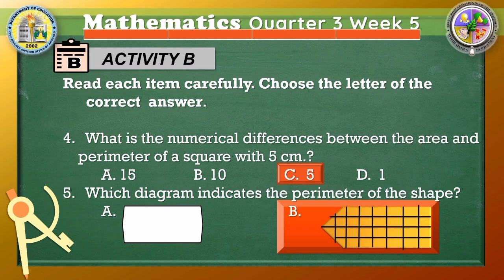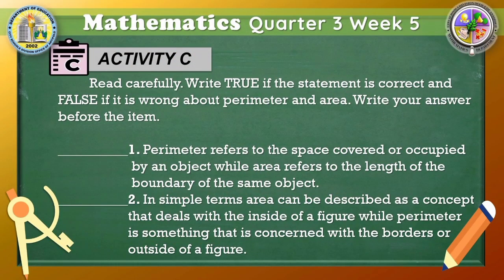Let's have another activity. This time, you are going to tell if it's true or false. Activity C. Read carefully. Write true if the statement is correct and false if it is wrong about perimeter and area. Write your answer before the item. Are you ready? Number 1. Perimeter refers to the space covered or occupied by an object, while area refers to the length of the boundary of the same object. Is it true or false? What is your answer? If your answer is false, you are correct. Very good, kids.